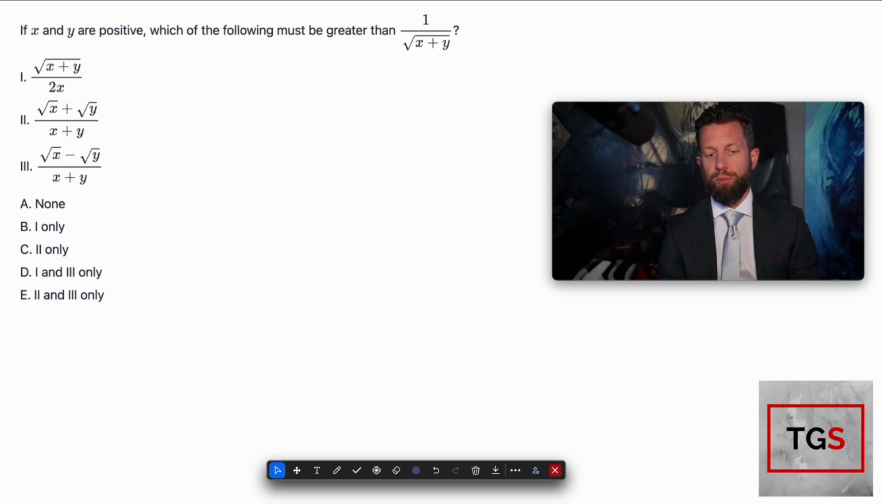Okay, so Roman numeral 1, numerator of the fraction, sum of x and of y, x plus y in parentheses, the square root of that whole numerator. Square root of x plus y on top. On the bottom, just 2 times x.